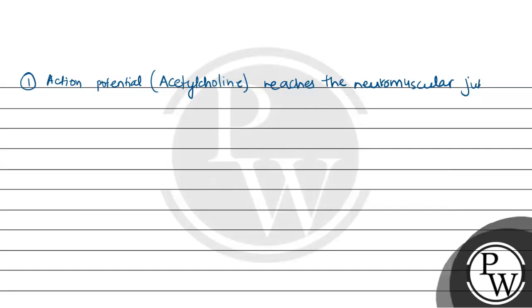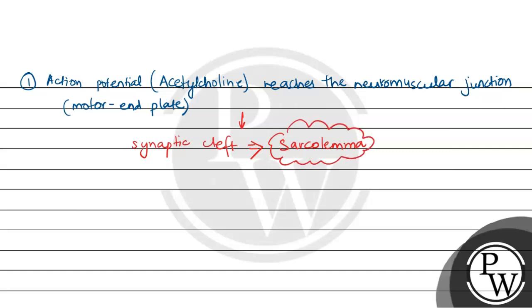axon. न्यूरोमस्कुलर जंक्शन को मोटर एंड प्लेट भी बोलते हैं. सो जो मोटर एंड प्लेट होता है वहां पे सबसे पहले एसिटाइलकोलिन रिलीज होता है फ्रॉम द वेसिकल्स ऑफ द axon. From the neuromuscular junction or the synaptic cleft, it reaches the sarcolemma. Sarcolemma is basically the outer covering of a muscle.